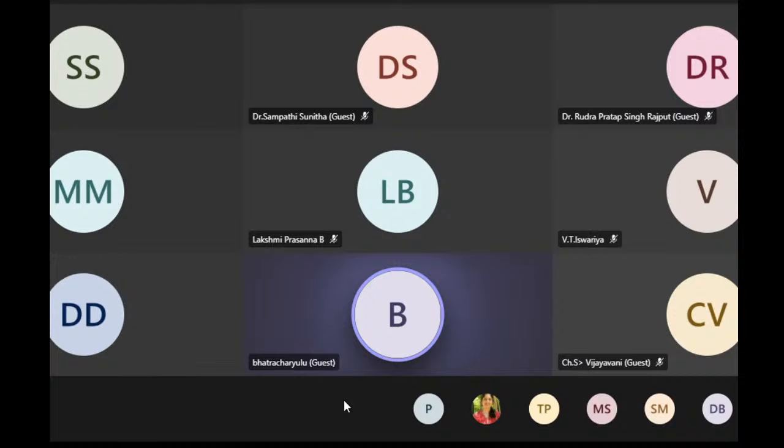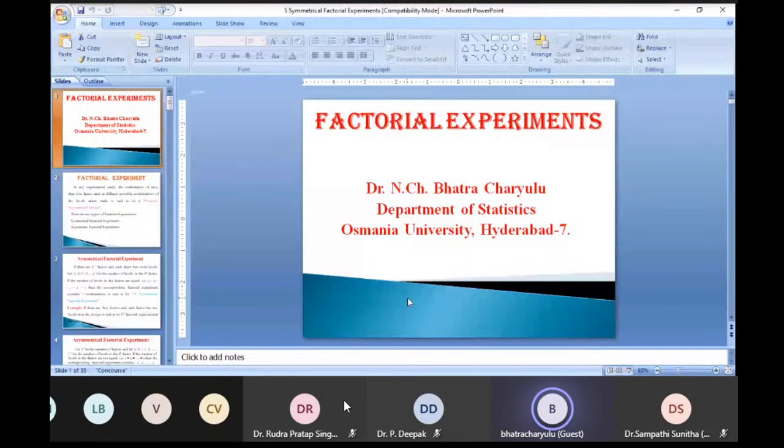Those three may take a maximum of 5 to 10 minutes only: the completely randomized design, randomized block design, and Latin square design. So a maximum of 5 minutes only, and I can demo in the last 5 minutes. Now, the next major topic is factorial experiments.